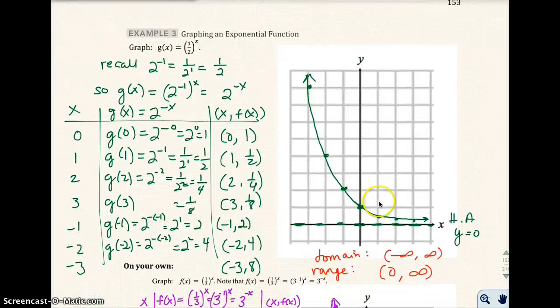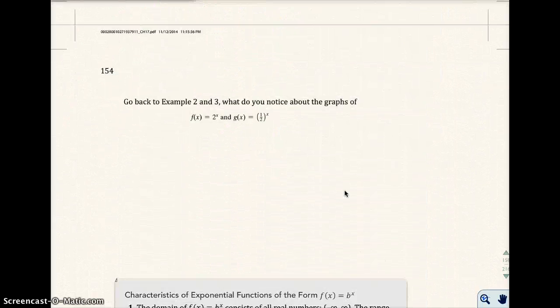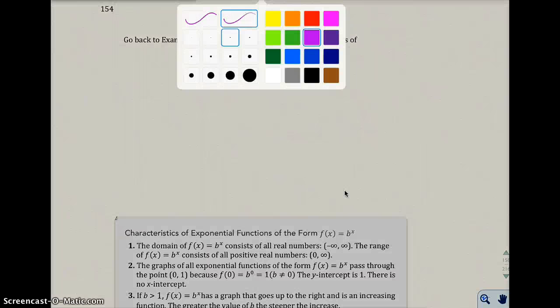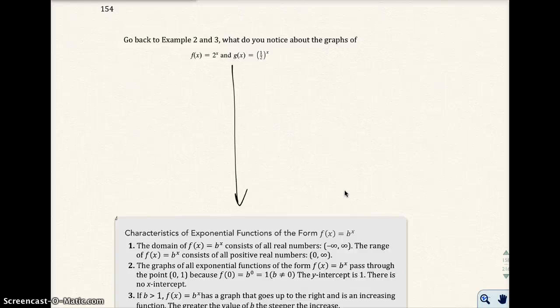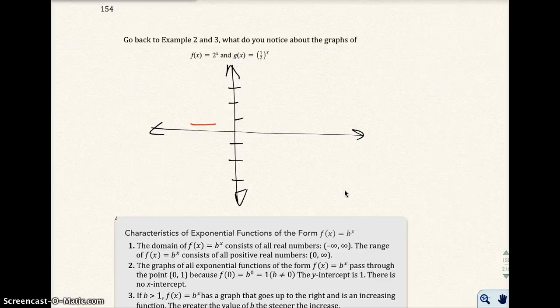And then example 3, note that (0, 1), I have (-1, 2). Okay, so let's look at that carefully. If I were in class, I would actually put them on top of one another on an overhead. But just looking back at the graph, and you can look back at your notes, you're going to notice that the graph of 2 to the x looks like this. And I had (0, 1), and I had (1, 2).